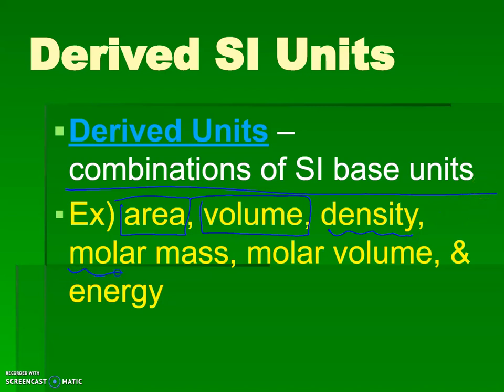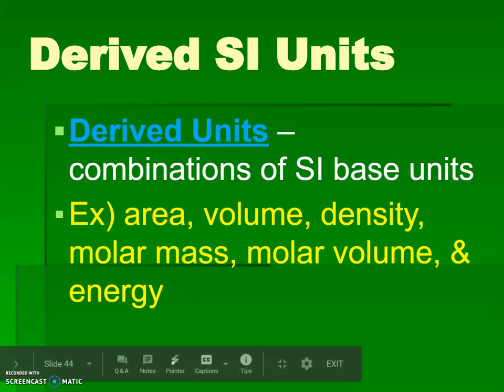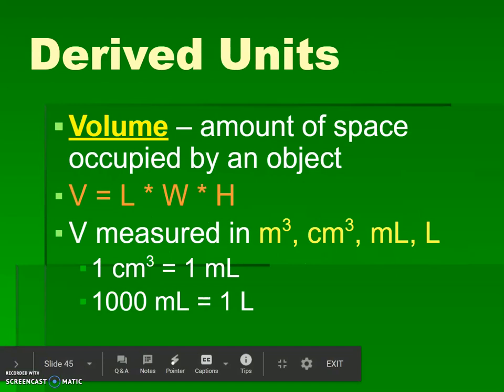In the next chapter, we're going to talk about molar mass, where we talk about grams per mole, molar volume, where we talk about liters per mole. When we get to energy, we're going to talk about joules and calories and joules per gram degree Celsius. So you're going to see that all of these are going to have a combination of our base units that we use for the International System of Units.